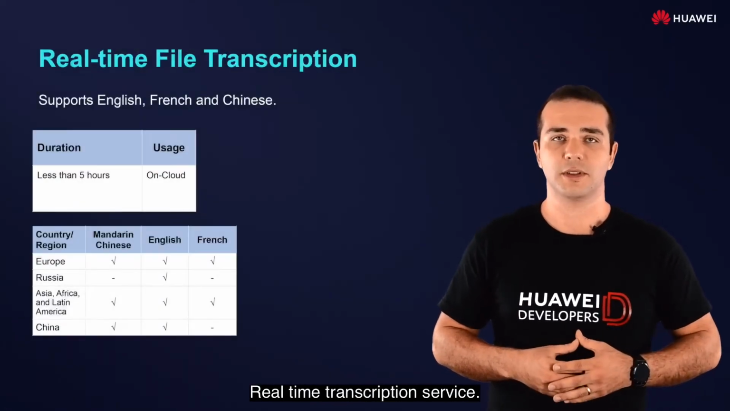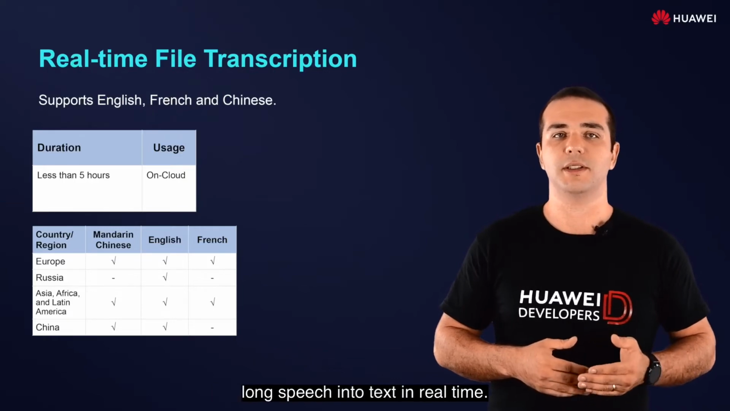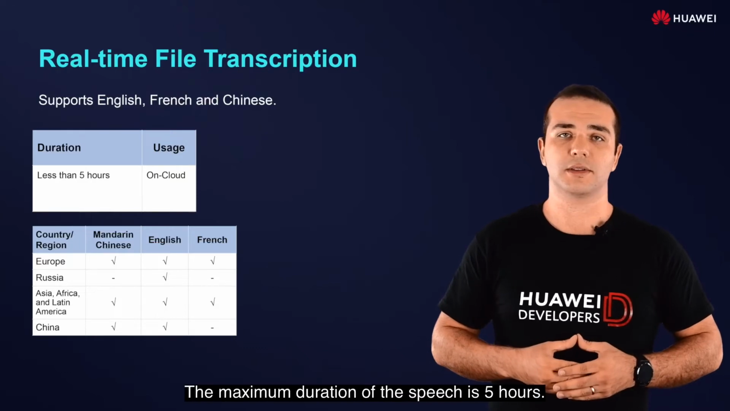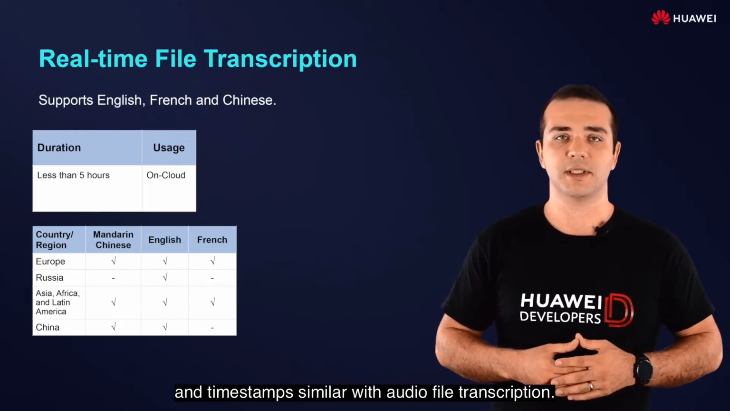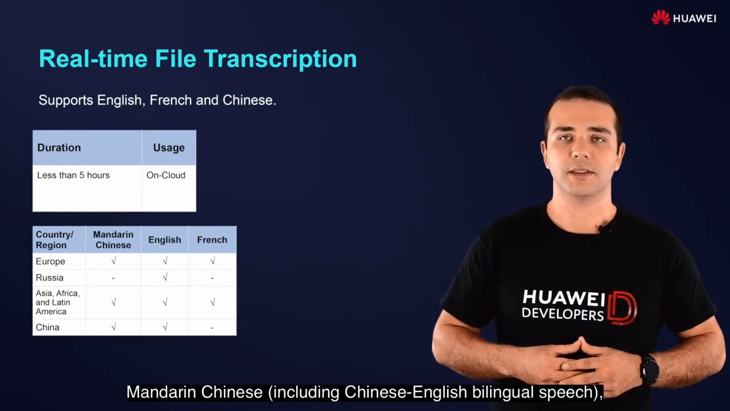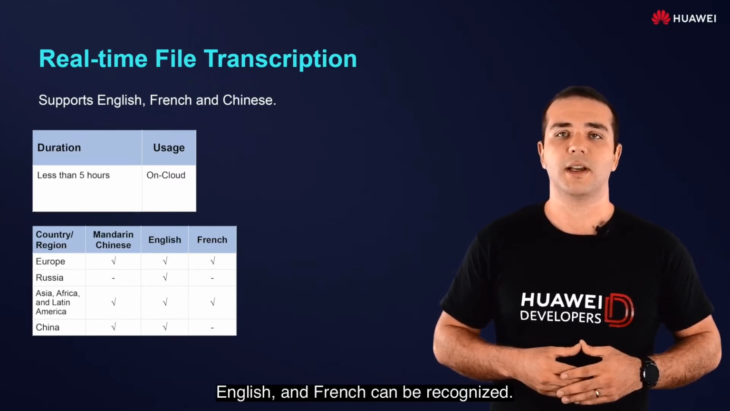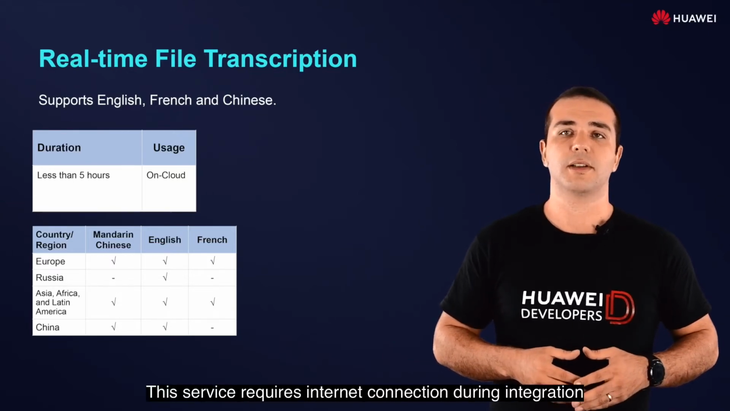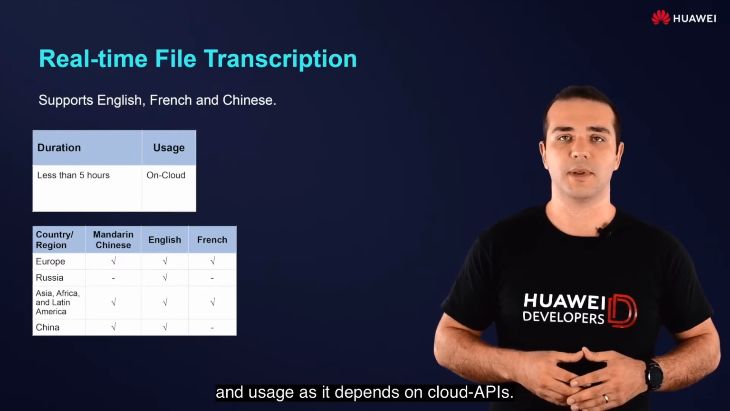Real-time transcription service. This service enables your app to convert long speech into text in real time. The maximum duration of the speech is 5 hours. The generated text contains punctuation and timestamps similar with audio file transcription. Currently, Mandarin Chinese, including Chinese-English bilingual speech, English, and French can be recognized. This service requires internet connection during integration and usage as it depends on cloud APIs.